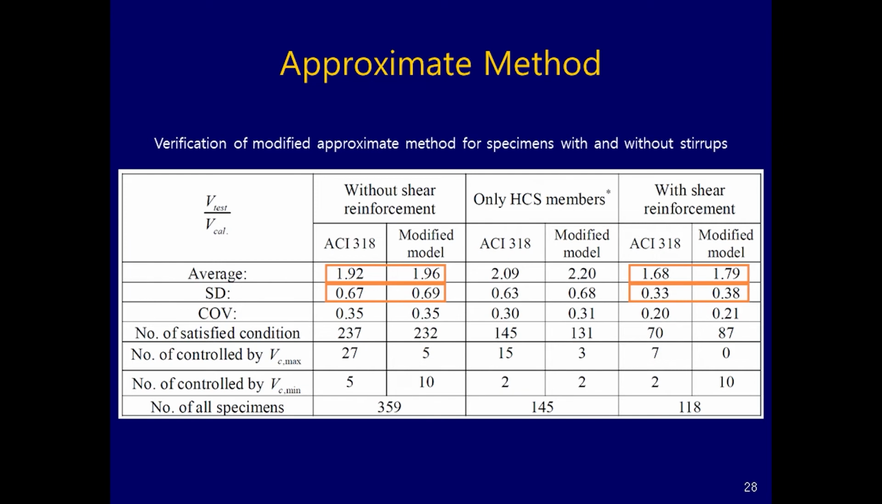However, it's very easy to use. So that's kind of the major advantage. And approximate method is to be conservative. So for the conservativeness aspect, it performs well, and it's not too bad. It's similar to ACI 318 equations.